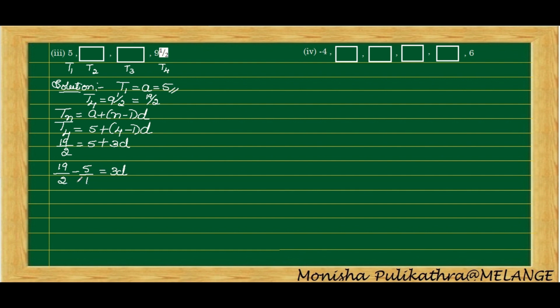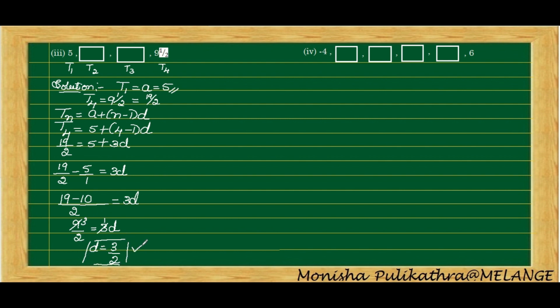Here the LCM is 2. Okay, when the LCM and denominator are the same, then the numerator will remain as it is. So it will become 19. 1 2s are 2, 2 5s are 10. Okay, is equal to 3D. So 19 minus 10 is 9, divided by 2, is equal to 3D. So now we can cancel, that is 3 1s are 3, 3 3s are 9. So the answer for the common difference is D is equal to 3 by 2.